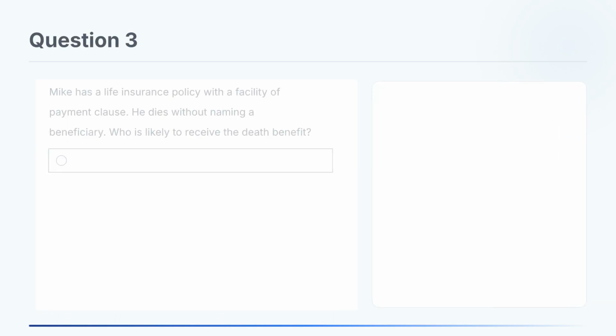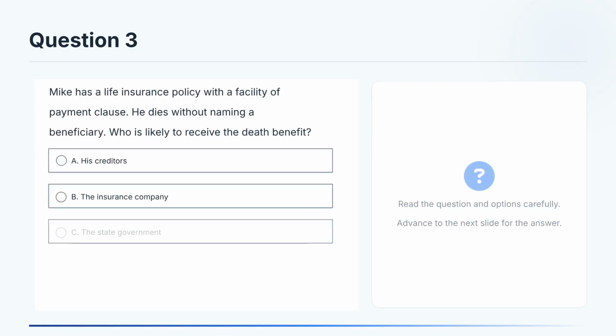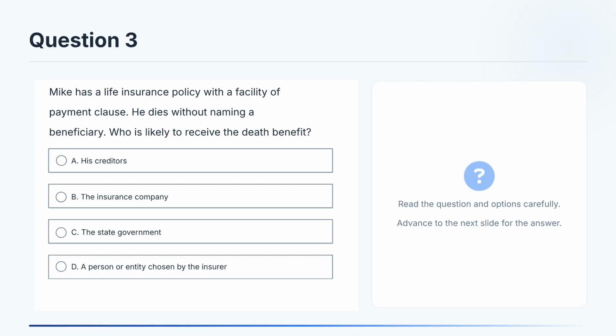Here is question 3. Mike has a life insurance policy with a facility of payment clause. He dies without naming a beneficiary. Who is likely to receive the death benefit? A. His creditors. B. The insurance company. C. The state government. D. A person or entity chosen by the insurer.